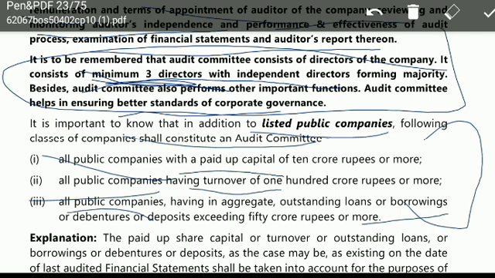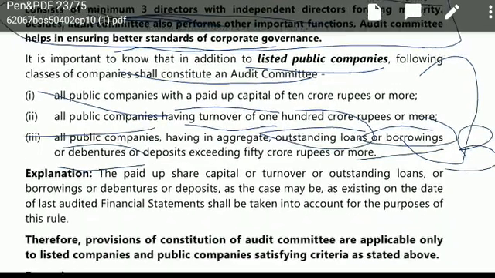So all public companies with a paid up share capital of greater than or equal to 10 crores, all public companies having a turnover of greater than or equal to 100 crores, and all public companies having in aggregate outstanding loans or borrowings or debentures or deposits. Okay, so what all does this term include? It includes your borrowings, outstanding loans, then your borrowings from debentures, and your deposits exceeding 50 crores.